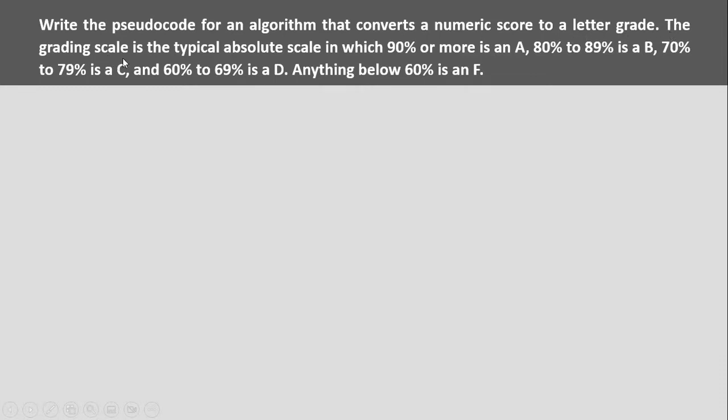The grading scale is the typical absolute scale in which 90% or more is an A, 80% to 89% is a B, 70% to 79% is a C, and 60% to 69% is a D. Anything below 60% is an F.